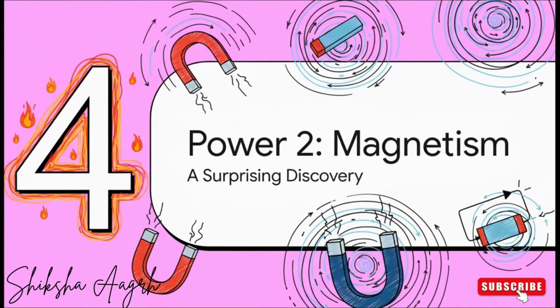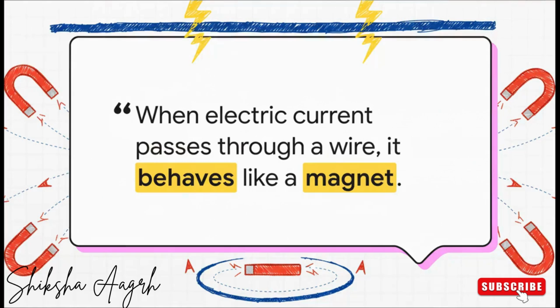But electricity has another trick up its sleeve, a totally different secret power that was discovered almost by accident, and man, did it change everything. We're talking about the power of magnetism. This one goes back to a scientist named Hans Christian Ørsted. He was the guy who first figured out that electricity and magnetism weren't two separate things. Nope. He discovered that when you pass an electric current through a wire, the wire itself starts behaving just like a magnet. How cool is that?